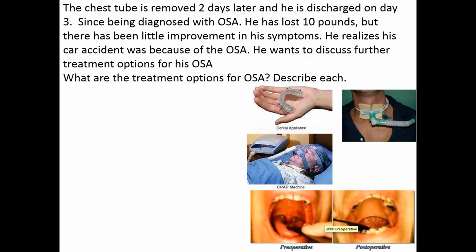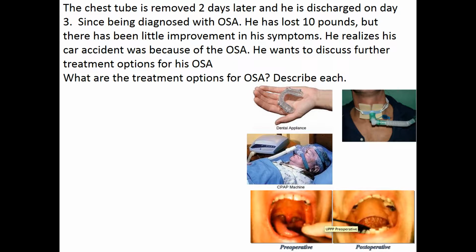Okay, so let's get through here. Chest tube is removed 2 days later. He is discharged one day after. On day 3, since being diagnosed with obstructive sleep apnea, he's lost 10 pounds, but there's been little improvement in his symptoms, and he realizes the car accident was because of the sleep apnea, and he wants to discuss further treatments. What treatments do we use? Well, we have a dental appliance that you put in your mouth, and that brings your jaw forward so that you get an underbite, right? So that's one way we can do it.